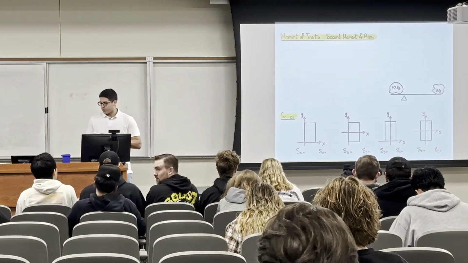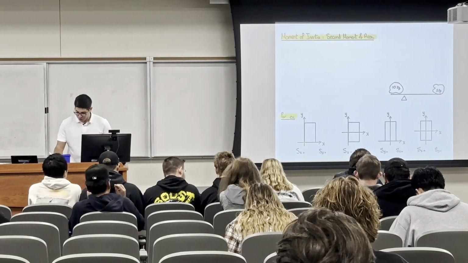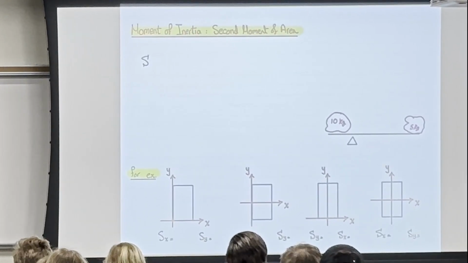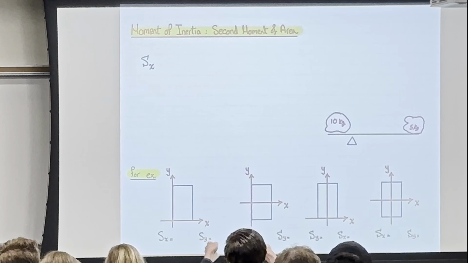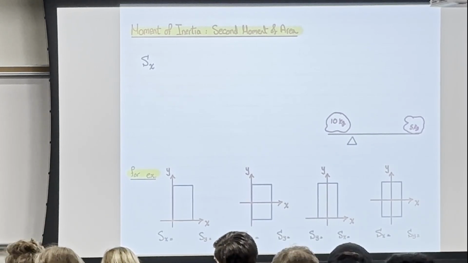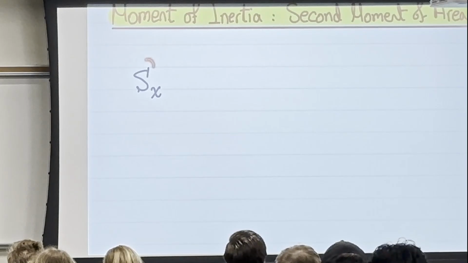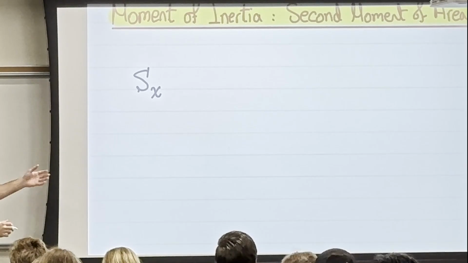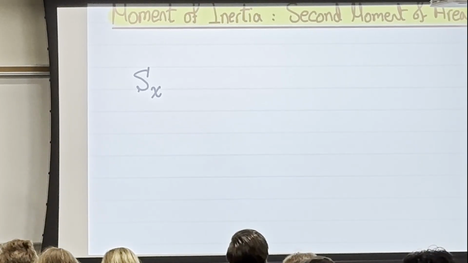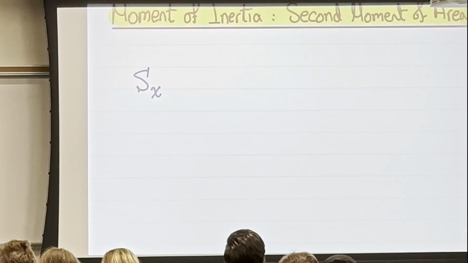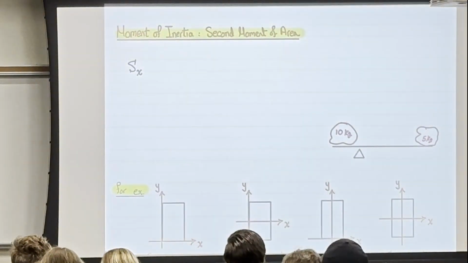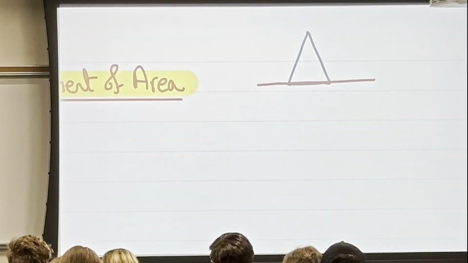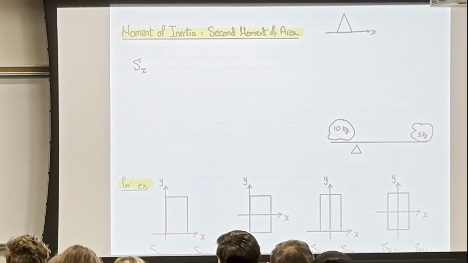So we spoke about the first moment of area, which has an equation. For example, if I want to find the first moment of area about the x-axis, I will say S of x, where S is the first moment of area. I don't know why it's called S, but it's called S. The subscript here is the axis you want to find the first moment of area about. So if I have a shape like this, and here's this x, this is what we mean by S sub x.